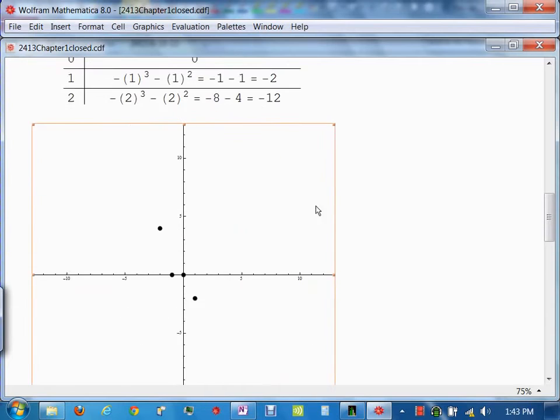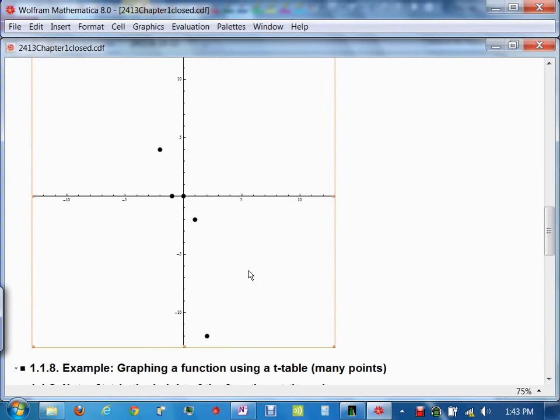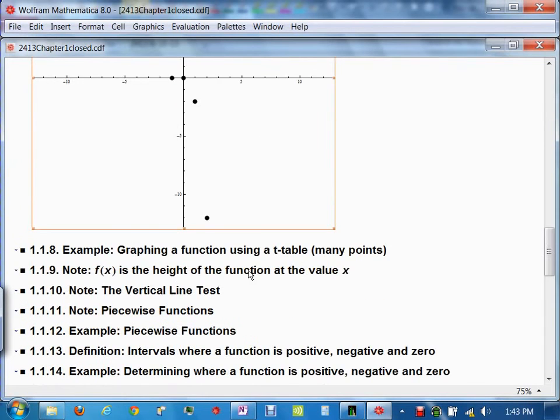Get that graph right there. Those are my 5 points. Everyone's comfortable with that, right? Now, sometimes 5 points is enough for you to know what it looks like. But a lot of times 5 points isn't enough.